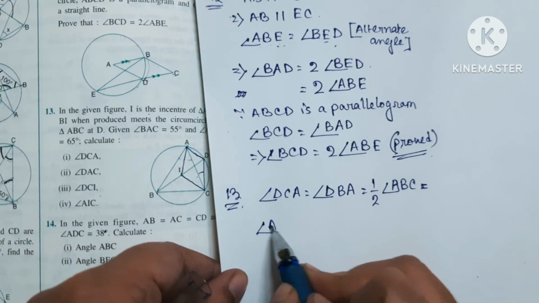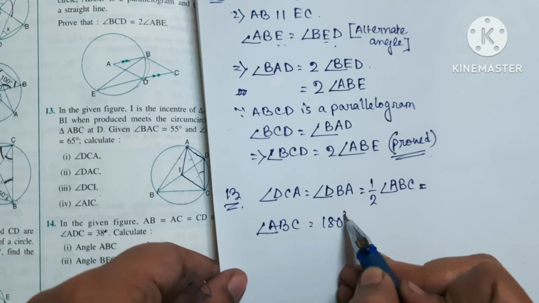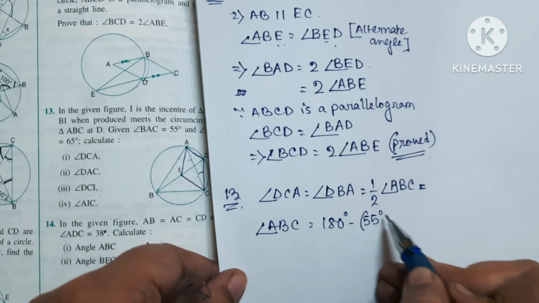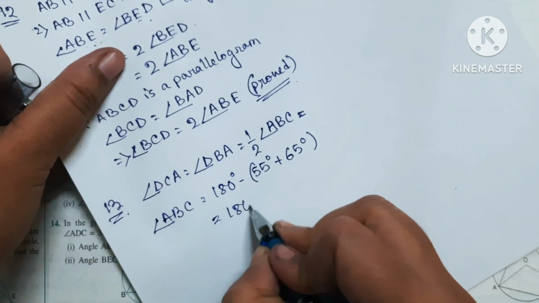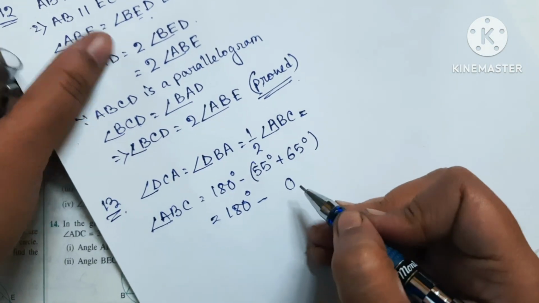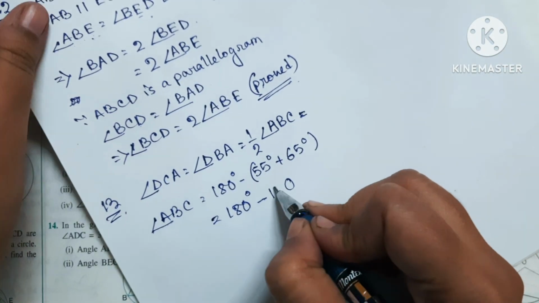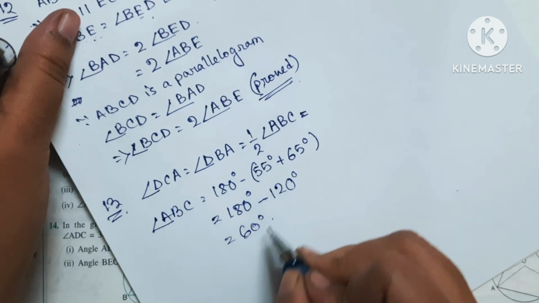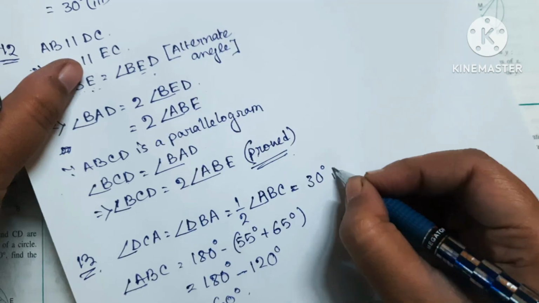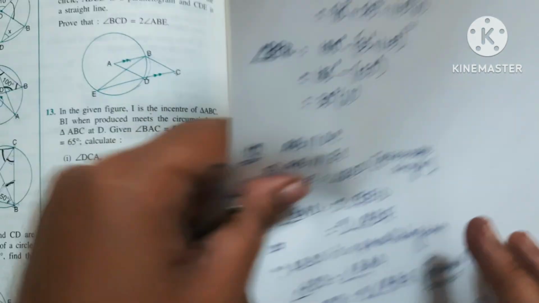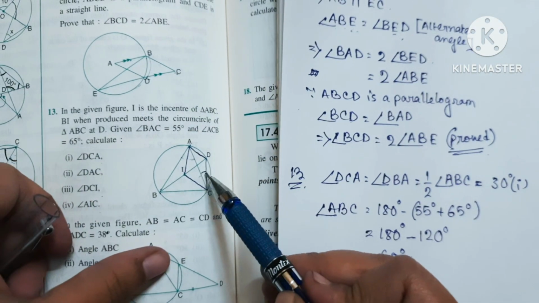So angle ABC is 180 degree minus (55 plus 65). Okay, so if you calculate, it will be 60 degree. Okay, so ABC is 60 degree. So half of ABC, that means this is 30 degree. This is the answer of question 1. Okay, now next part. So this is 30 degree.